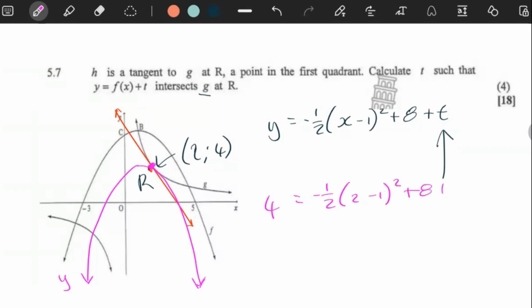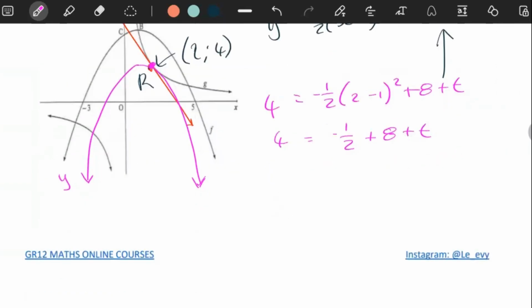So here we have 2 minus 1, which is 1. 1 squared is just 1. So here we have negative a half plus 8 plus t, and then this equals 4. With this being said, we can just solve for t. 8 minus a half, that's 15 over 2. And then if you take the 15 over 2 to the other side, it's going to be 4 minus 15 over 2.